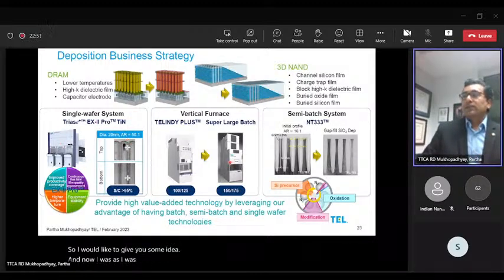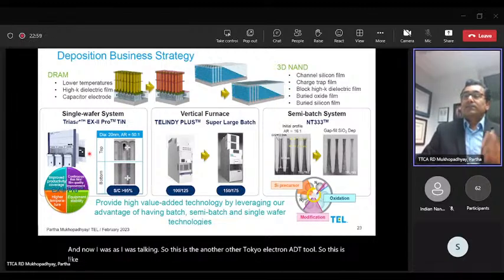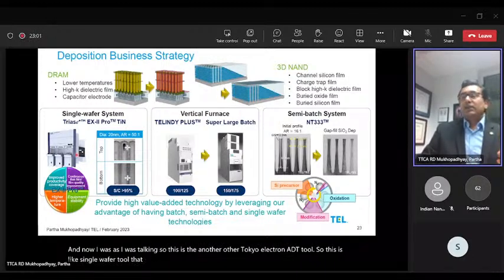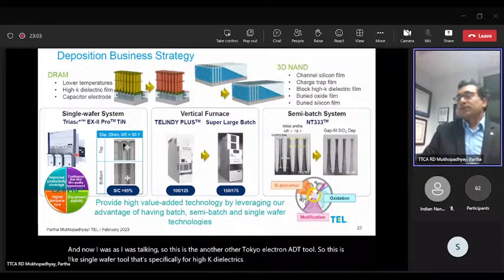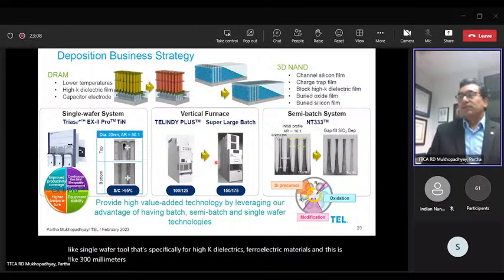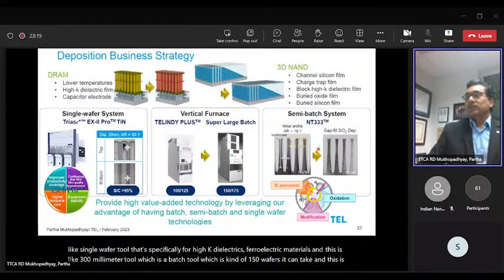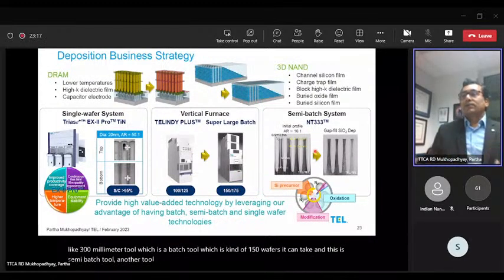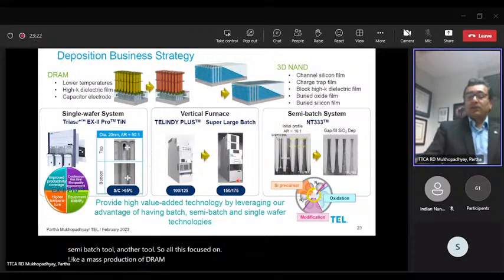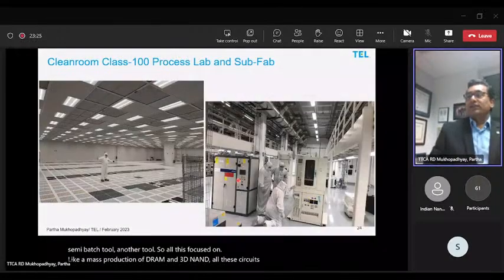And as I was talking, this is the other Tokyo Electron ALD tool. This is a single wafer tool that's specifically for high-K dielectrics and ferroelectric materials. And this is a 300 millimeter tool, which is a batch tool that can take 150 wafers. That's a semi-batch tool, another tool. All of this is focused on mass production of DRAM and 3D NAND circuits. I'm not going into detail.